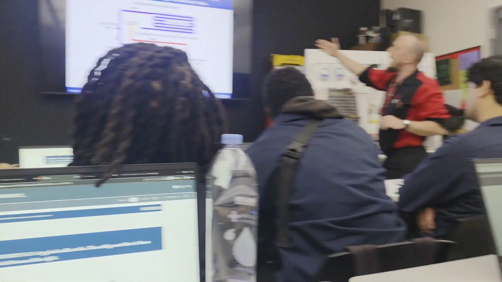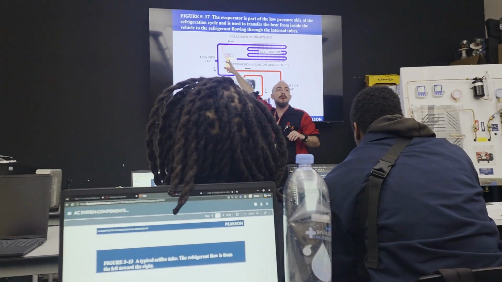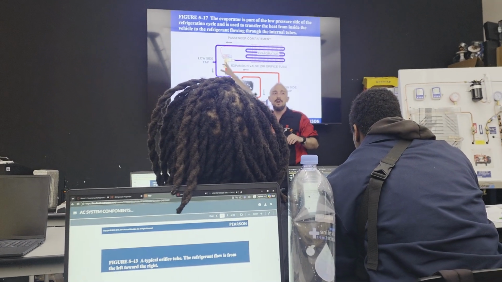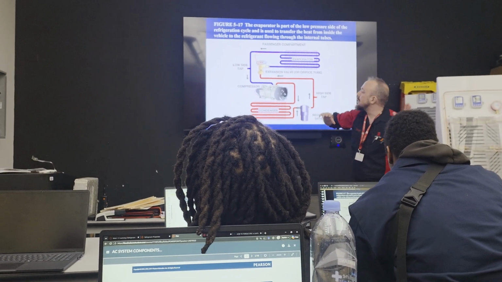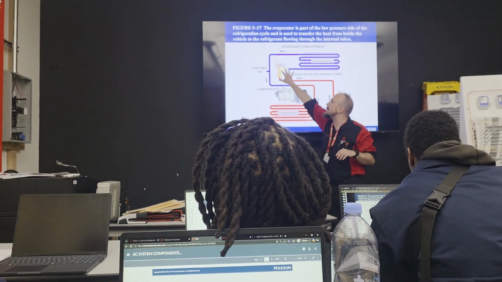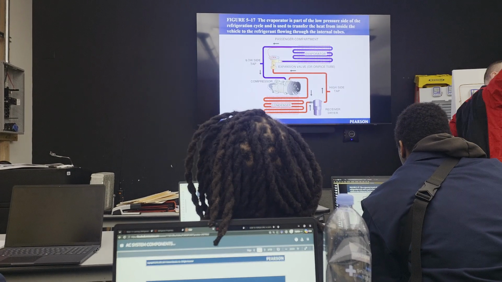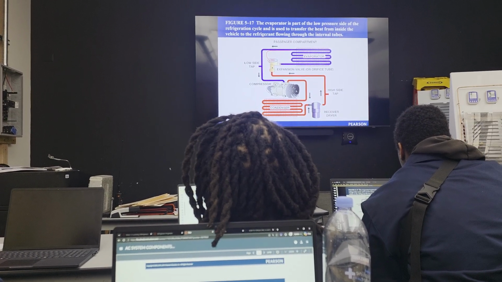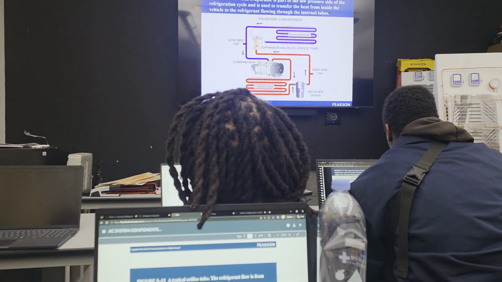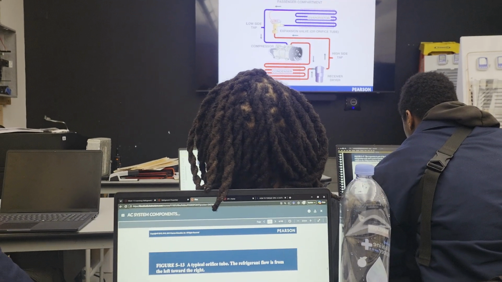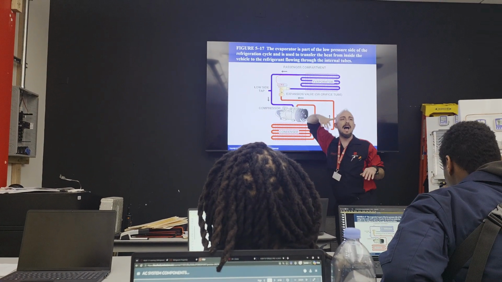Something happens with this. We did not really go into this yet. We just said that it's a big pipe to a little pipe. That's what we're doing today. But all you need to know right now is that something happens in this valve or the other restrictor. What was the other restrictor called? You have two kinds: the valve and the orifice tube. Something happens at this point that divides the system from hot into cold.